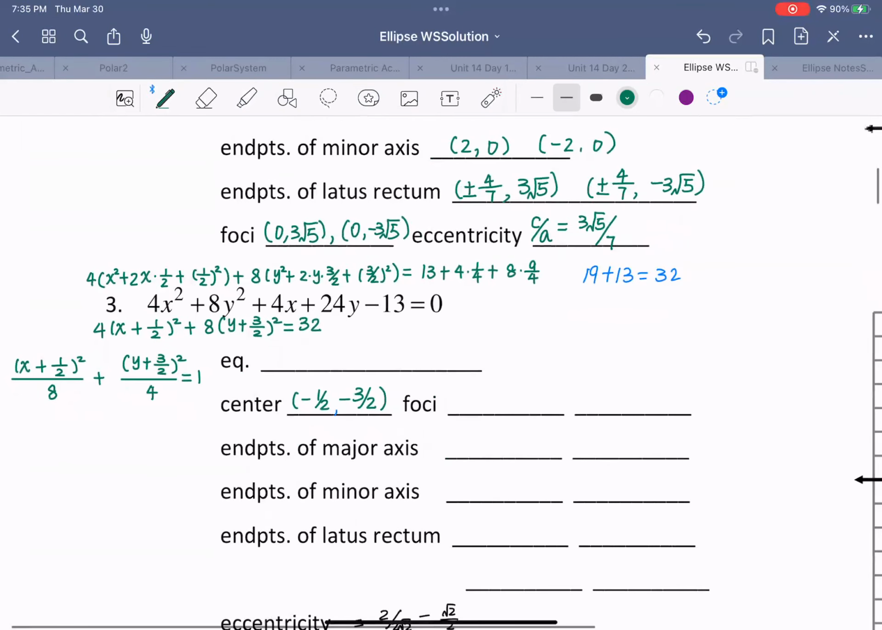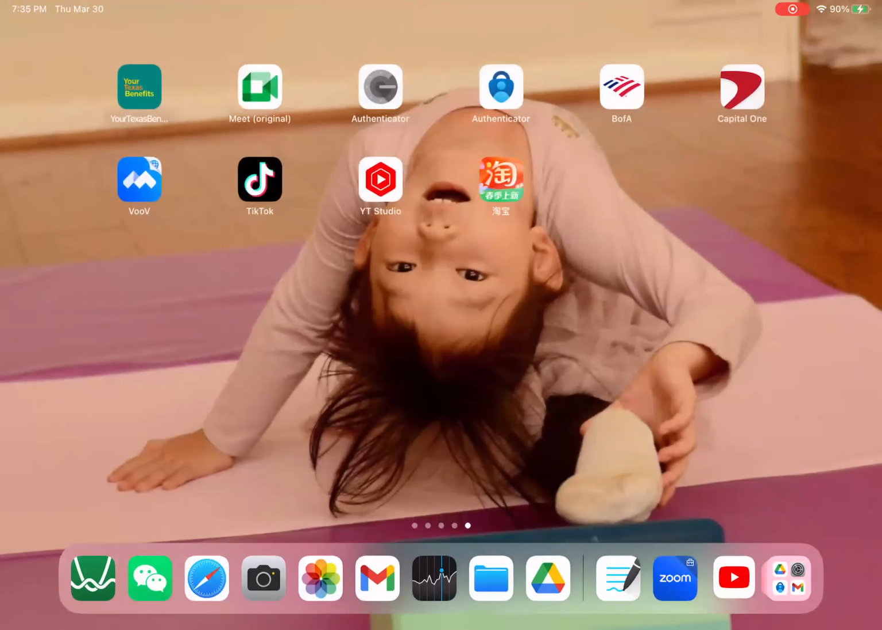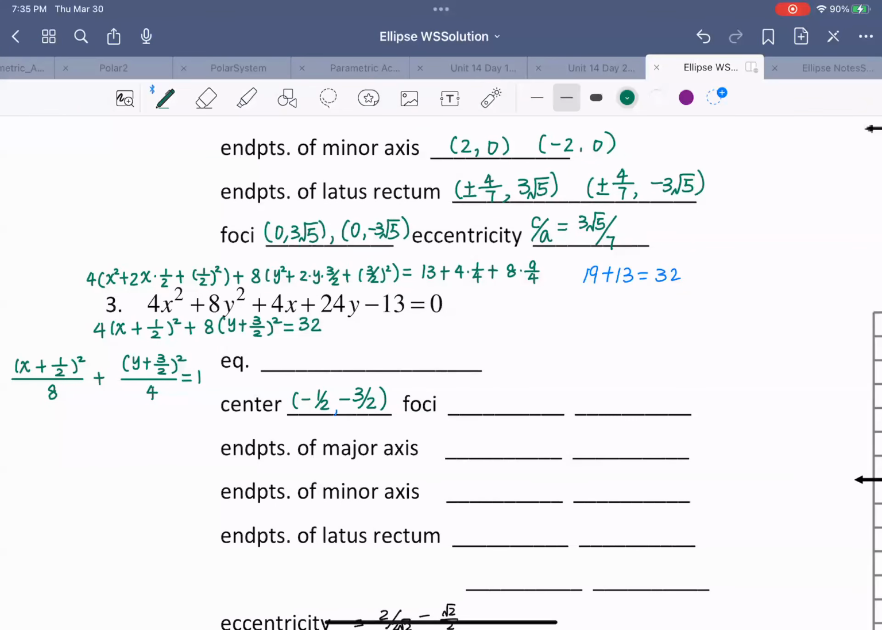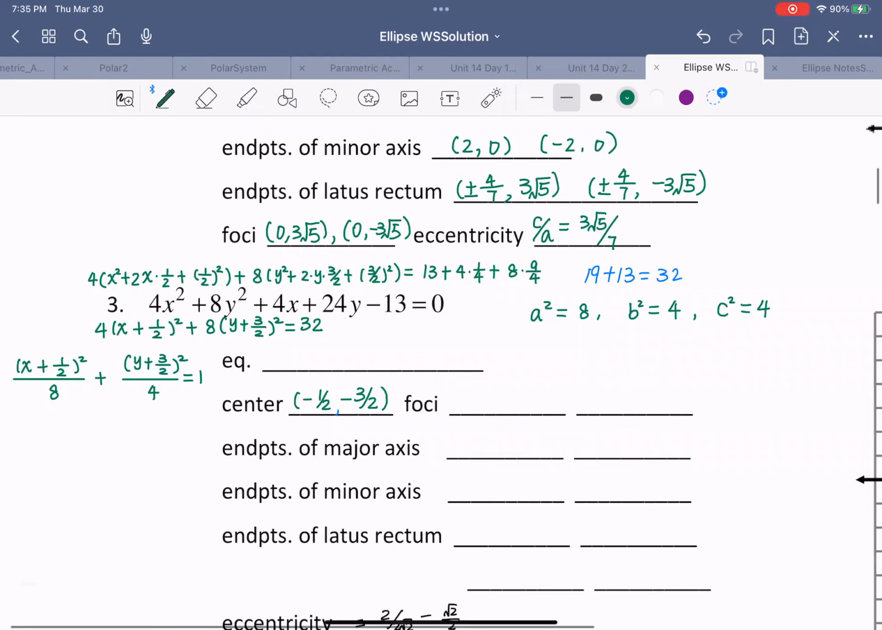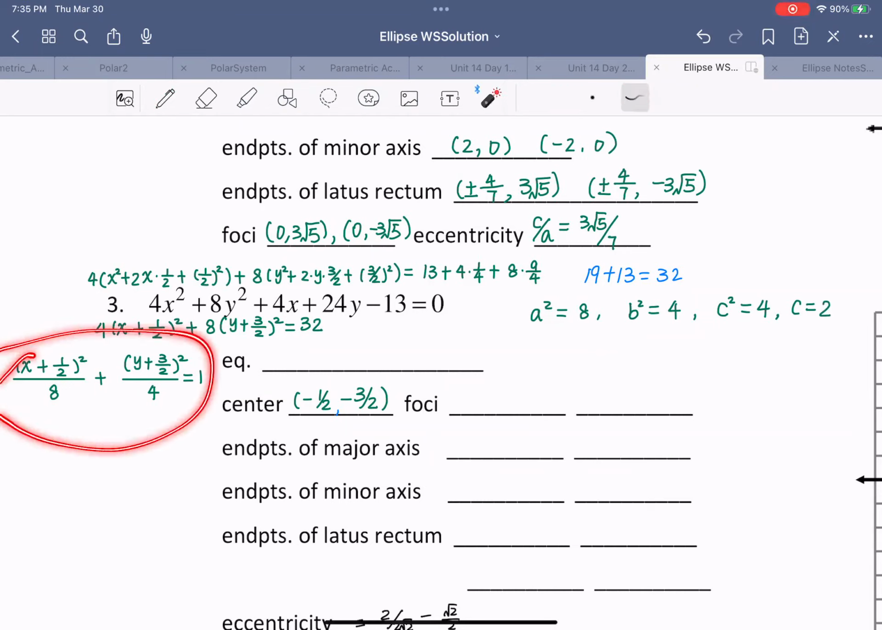Foci. If you want to get the foci, you want to first get your a square, b square, right? Who is a square? 2 square root 2. Hold on. A square is 8, okay? B square is 4. So c square is 4. So c will be 2. The foci is what? This is in which direction? X or Y? Horizontal direction.